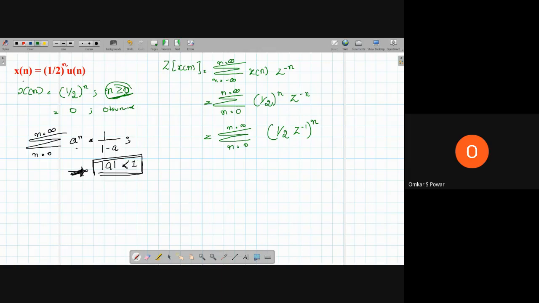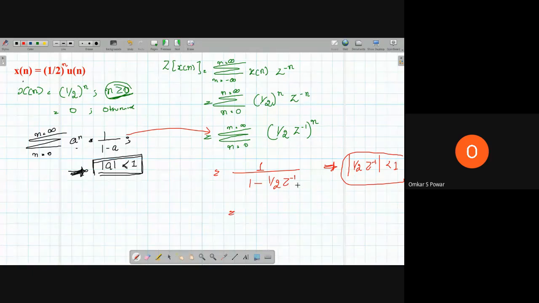So now let us continue with this problem. Applying this formula to this one, what will we get? A is half z to the power of minus 1, so 1 by 1 minus half z to the power of minus 1. So what is the condition? I will write the condition here: mod a, which is half z to the power of minus 1, is less than 1. We will use this while plotting the ROC. We will keep it aside as of now.